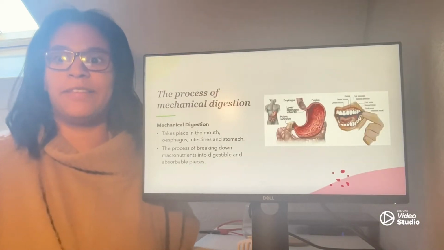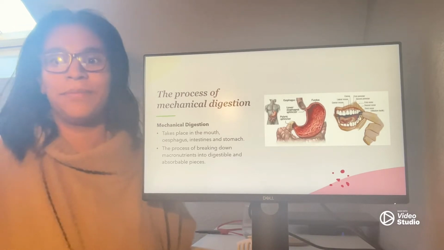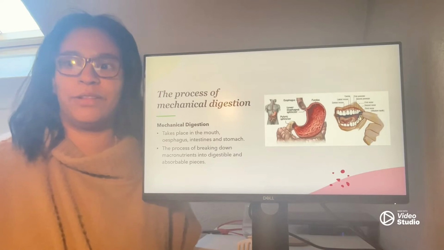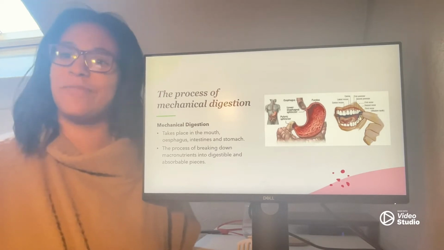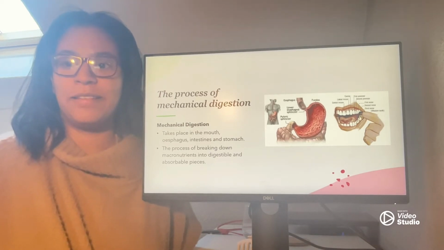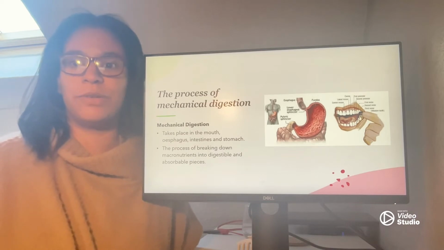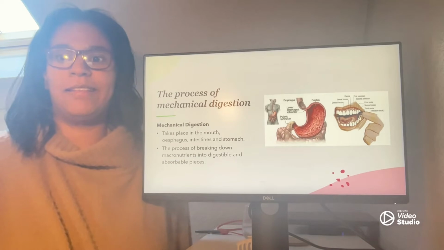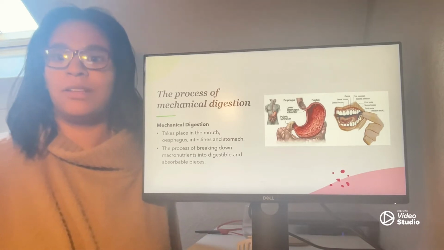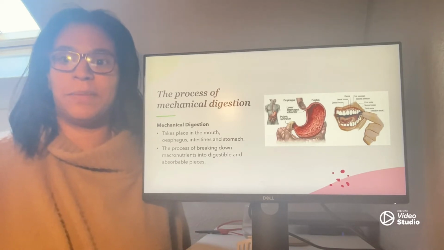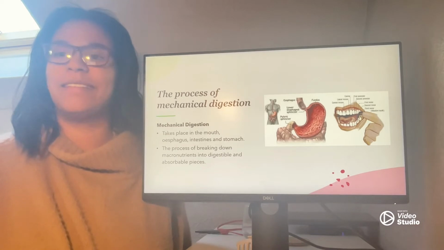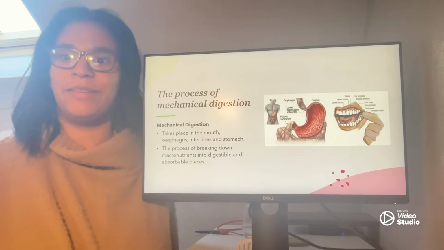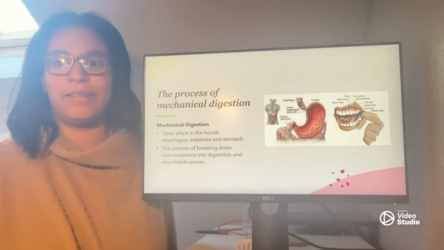Next, we will look at the process of mechanical and chemical digestion. Mechanical digestion commences in the mouth, where teeth break down food into digestible pieces through a process of mastication. This process is necessary as our bodies are not able to absorb large macronutrient food molecules. Peristalsis is also part of the mechanical digestion, which is the involuntary contractions of the muscles in the esophagus, intestines and stomach. Mechanical digestion also includes the churning and mixing that takes place in the stomach.